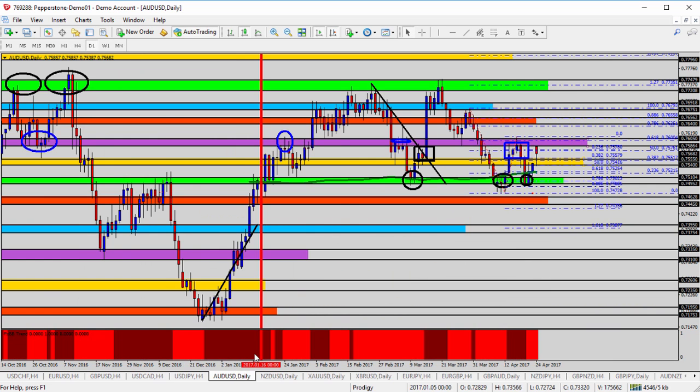Let's take it on over to the AUDUSD, another currency pair with a significant gap higher. Let me zoom in one time, make this easier to see.